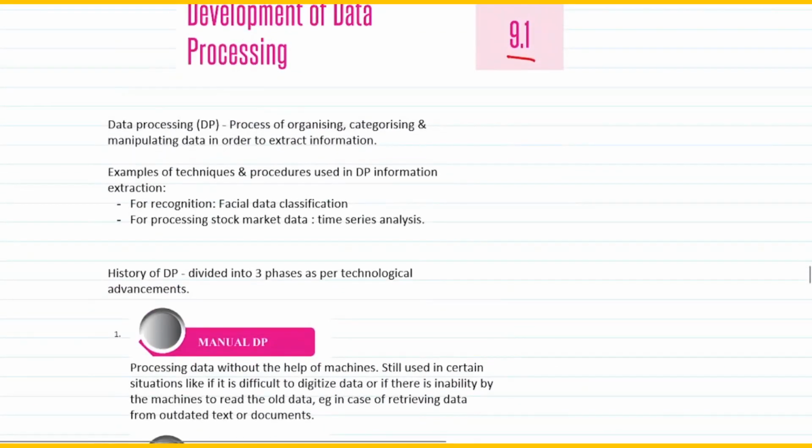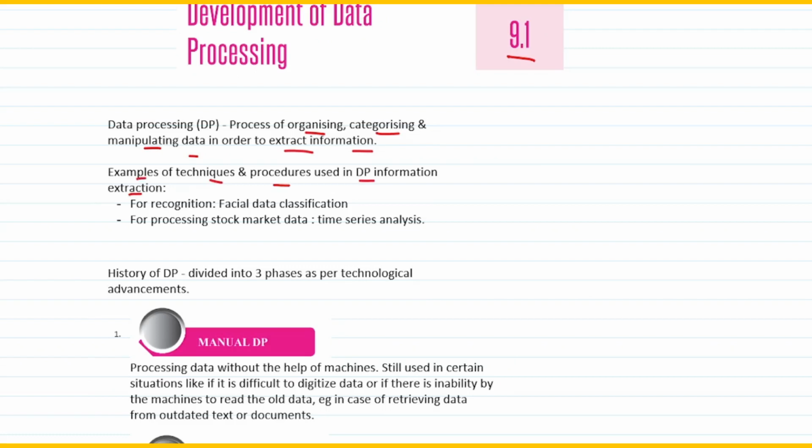Let's understand what is data processing exactly. Processing of organizing, categorizing and manipulating data in order to extract information. So when you organize, categorize and manipulate data, that is, you change the data to your convenience, the process involved in it to extract the necessary information is called data processing. So data processing is the process of organizing, categorizing and manipulating data for extracting information.